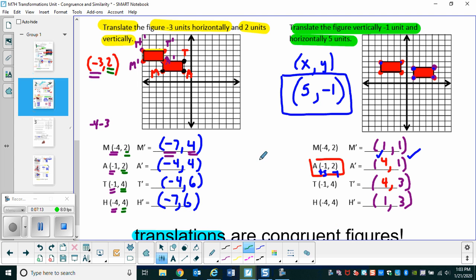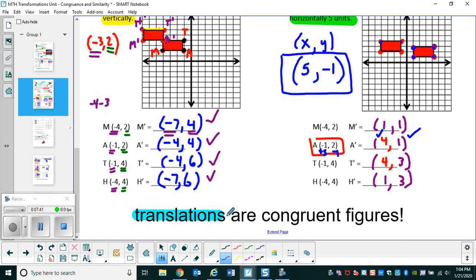We can confirm. If I look at -7 up 4, if I move back 1, 2, 3, 4, 5, 6, 7, and then up 1, 2, 3, 4, boom, that's that point, okay? I can move back 4, up 4, that's A prime, we're good to go. Back 4, up 6, that's right there, that was T prime. And H prime should be back 7, up 6, and there it is, so we're good to go.